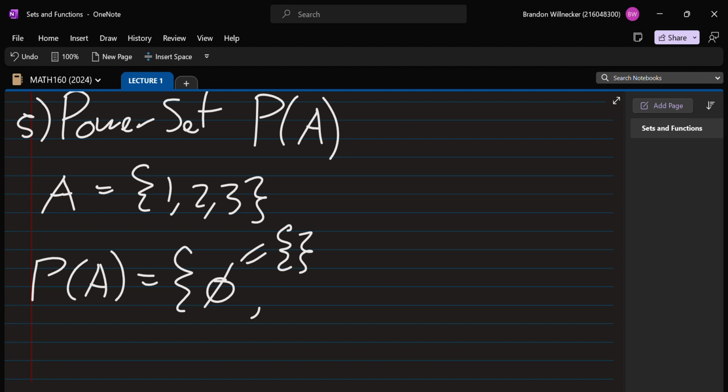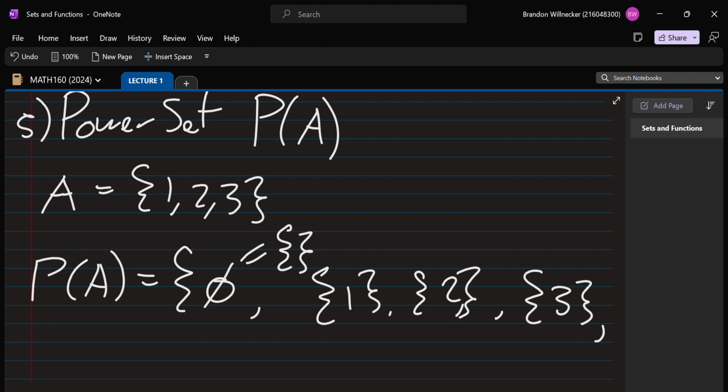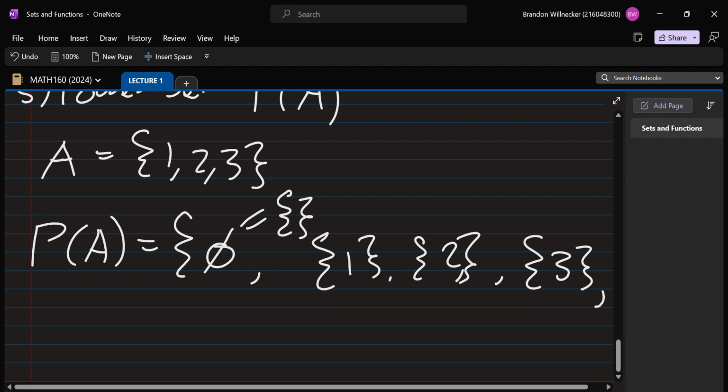Okay, so that is the set of 0 things. Now we go up and we look for the set containing 1 thing. We have 3 possibilities: the singleton set containing only 1, the singleton set containing only 2, and the set containing only 3. So 1, 2, and 3. Okay, now we look at the sets that contain 2 things.